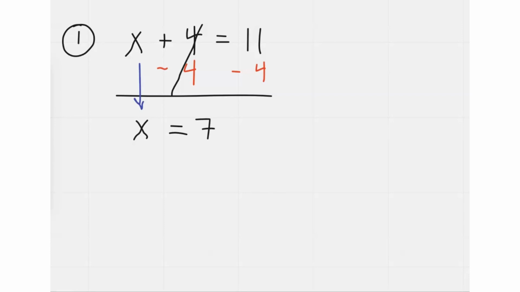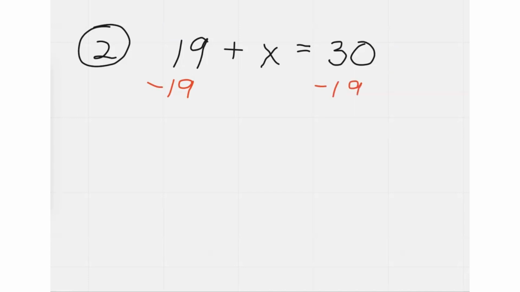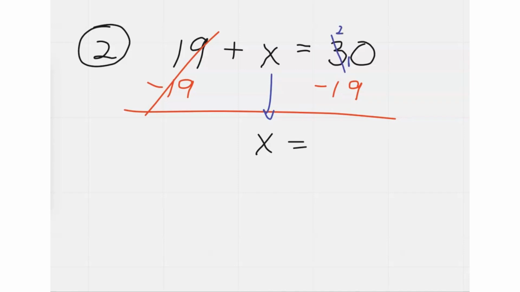Let's do another similar problem. What about 19 plus x equals 30? Again, we want to get x all by itself, and right now there's a 19 on the same side that we want to get rid of. X and 19 are being added. What's the opposite of addition? Subtraction. So we can subtract this 19 from both sides of the equation. This cancels out the 19 we started with and isolates x. And 30 minus 19 equals 11. So x equals 11. Let's move on to some subtraction problems.